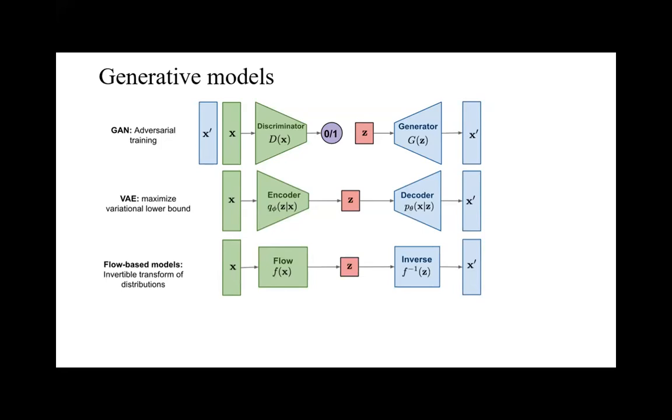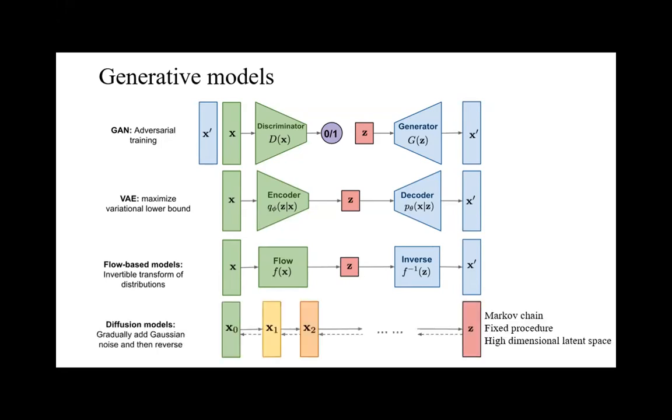Another type is flow-based models, which are invertible. So I'm using the same model for encoding and decoding, and here we also have a latent space. And finally, we have the new generative models, which are diffusion models. What is the difference? Where is the latent space here?